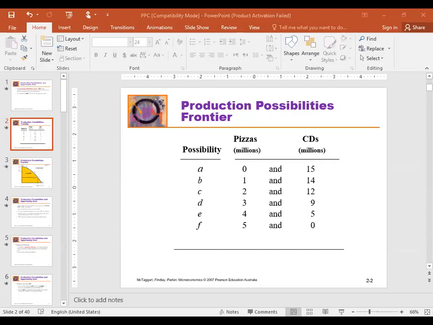If you look at F, you're producing pizzas alone and you're producing none of the CDs. You have zero production of CDs. So here we have what we call the different production possibilities.